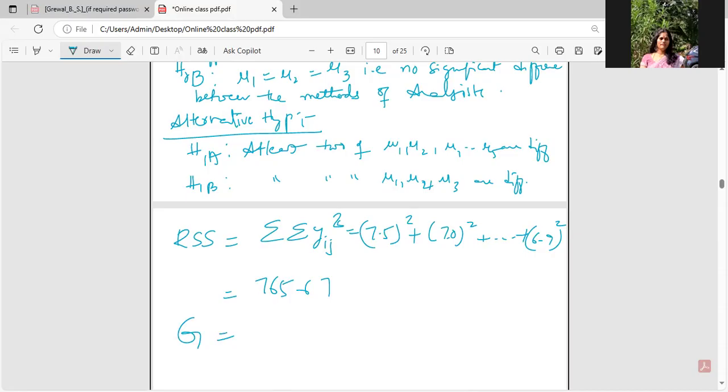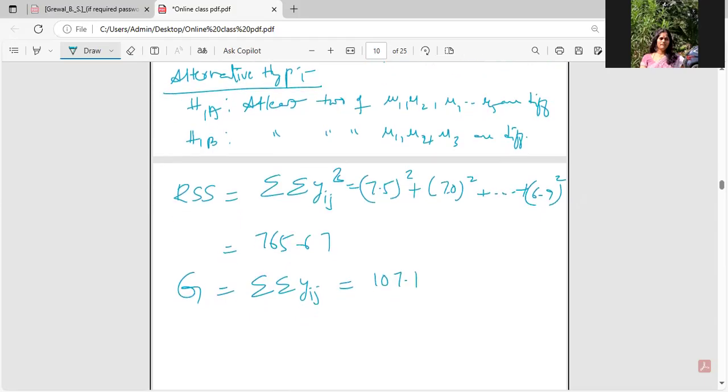Now G, grand total would be the normal total. These are all squares. Normal total would be Yi. Sum of all Yi is 107.1, which I've got from the table as well.